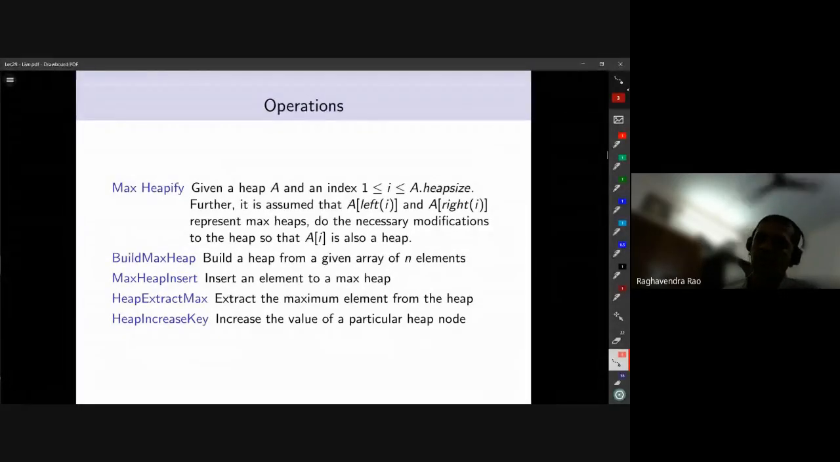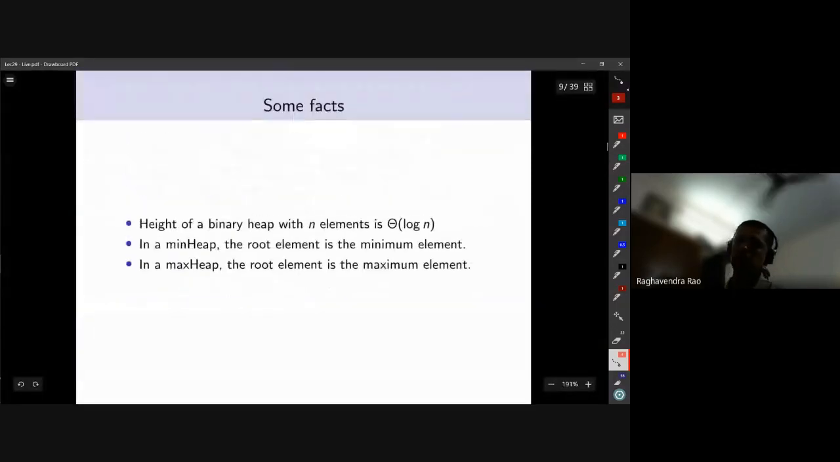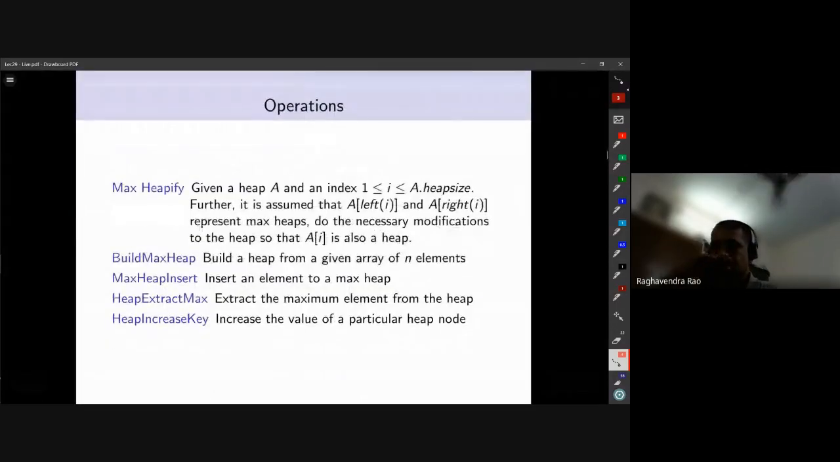There are corresponding dual versions for min heap. So following CLRS, I'll just discuss max heap now. CLRS discusses max heap because they're also interested in sorting using heaps, for which people use max heap. Though you can also sort using min heaps, no big issue. Any questions so far?